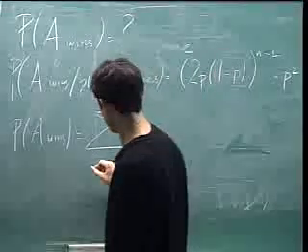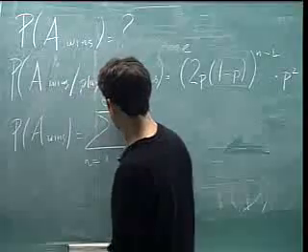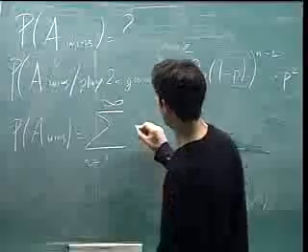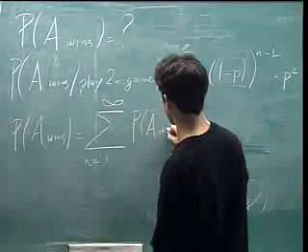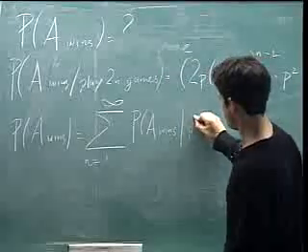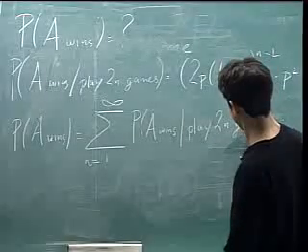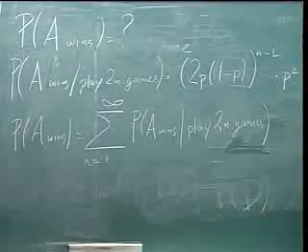So you can say that this is the infinite sum from n equals 1 to infinity of the probability A wins given we play 2n games, times the probability that we play 2n games.